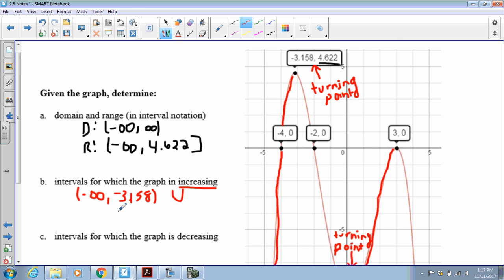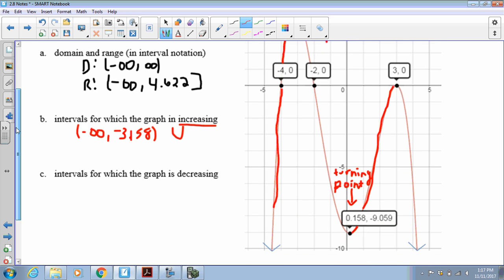Now as I said before, there are two increasing intervals. So we start up again at 0.158. So that's our next one. So we start at 0.158. And then we go to 3. And we stop at 3 because if you notice, this is a local max, so it is a turning point. Remember, any of your local max or mins are neither increasing nor decreasing. So that's why we have to use parentheses.